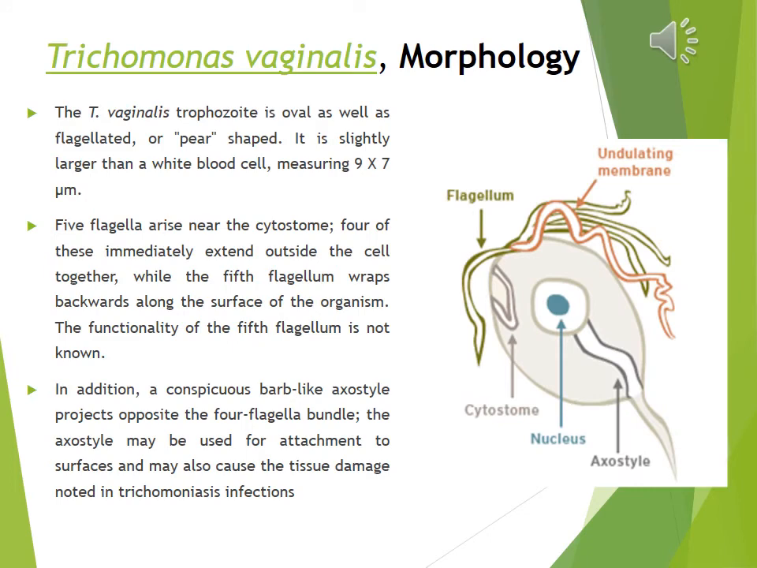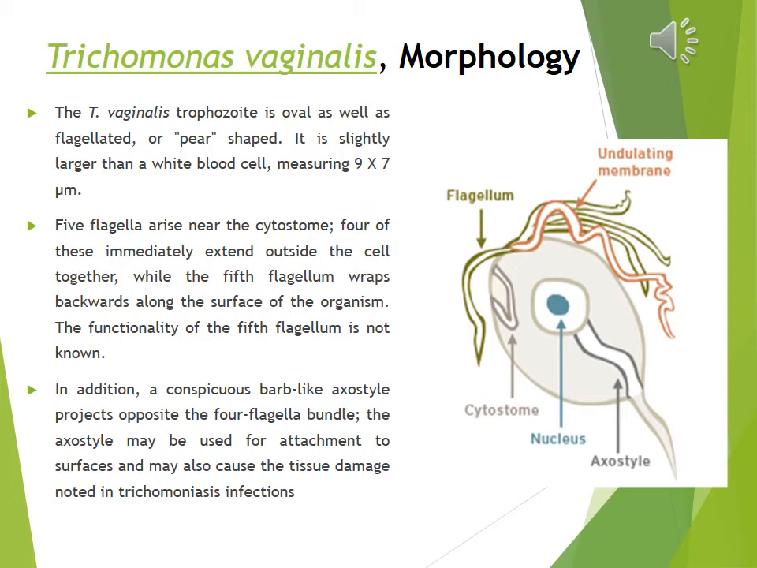Trichomonas vaginalis is an anaerobic flagellated protozoa. The parasitic microorganism is the causative agent of trichomoniasis. I repeat, trichomoniasis, and it's the most common form of pathogenic protozoan infection of humans.